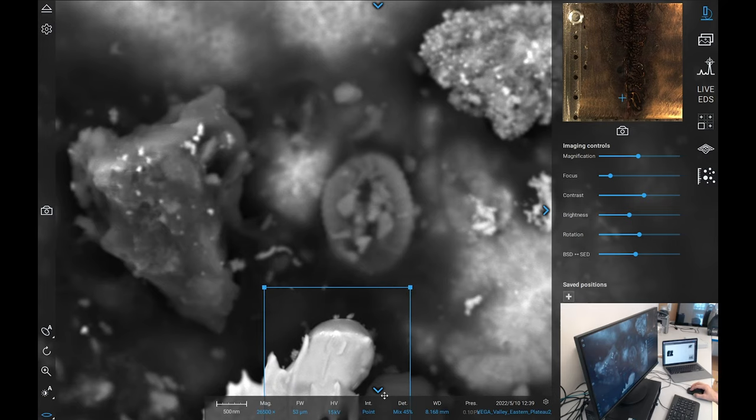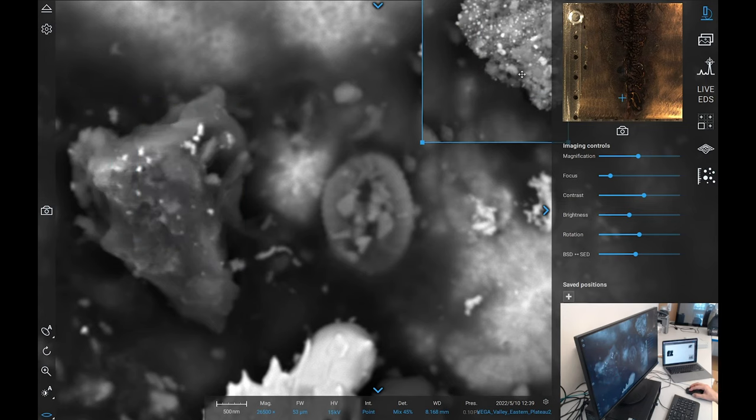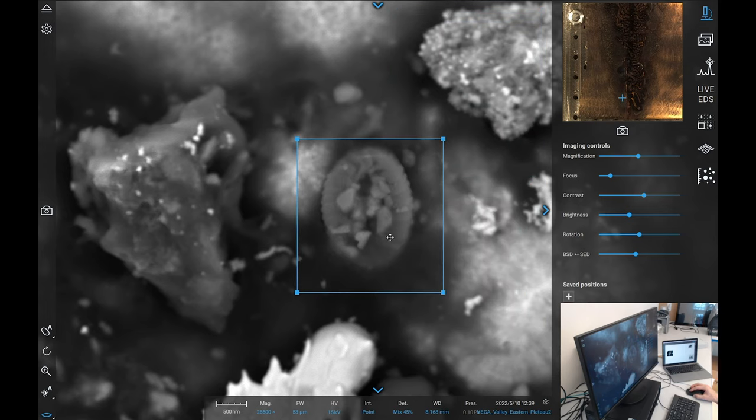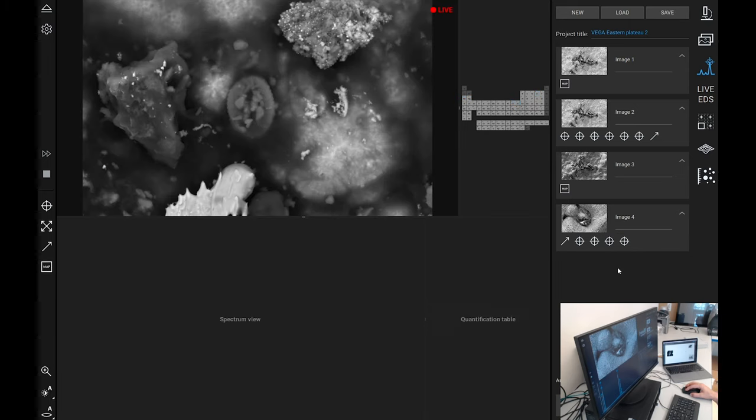Like a meteor that's come in. Look at that. Okay, I think that's a good contrast match. Okay. I will look at this. What is that?